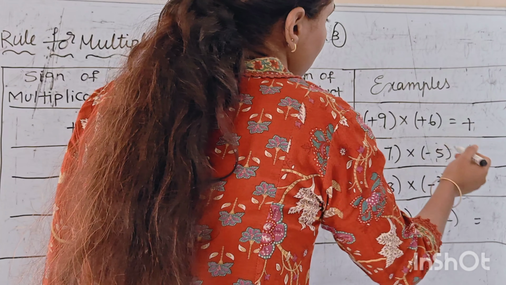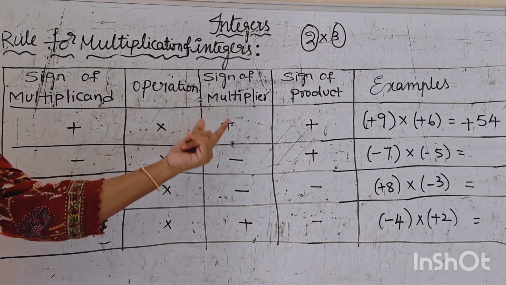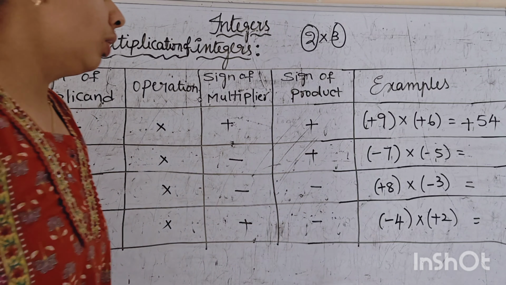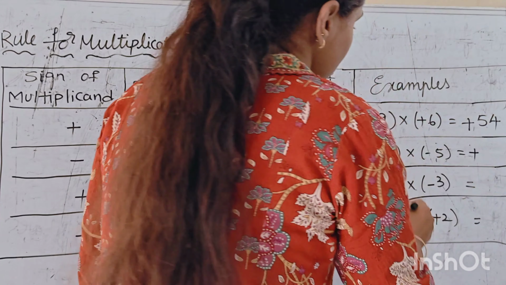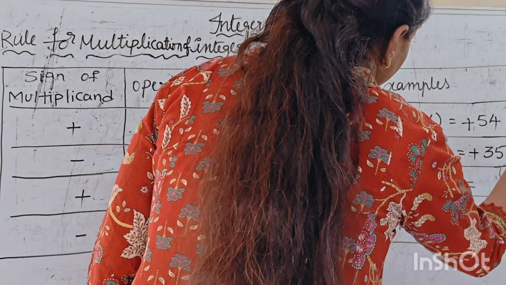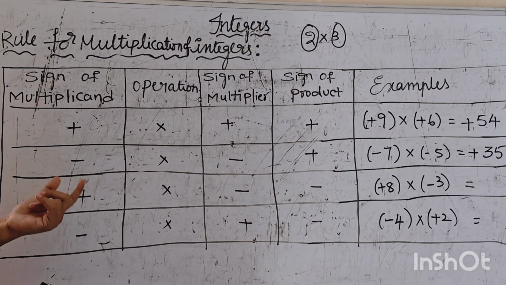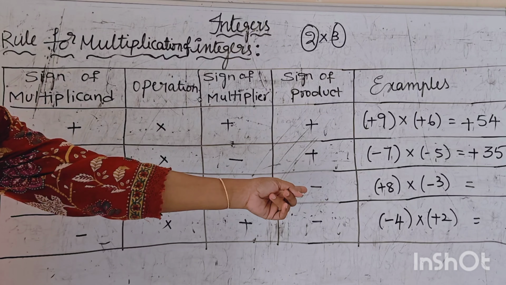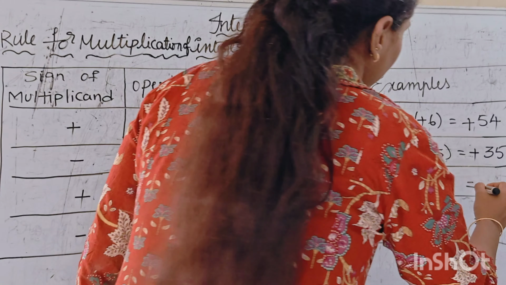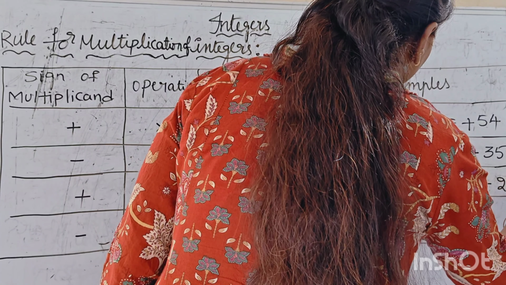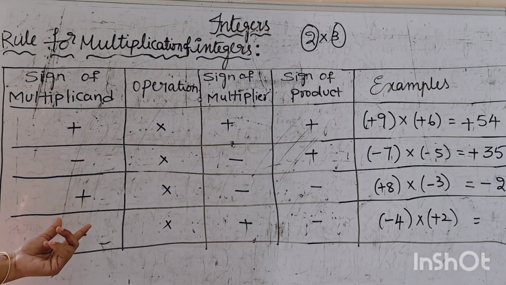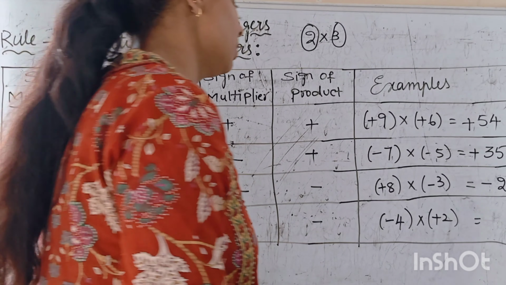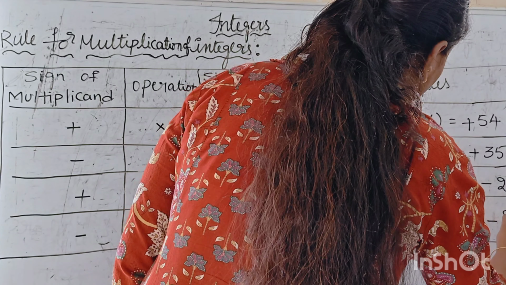Next, if the multiplicand has a negative sign and the multiplier has a negative sign, when you multiply both you will get positive. So the answer sign is plus. 7 fives are 35. Next, here the multiplicand is plus and the multiplier is minus. When you multiply both, you will get minus, so the answer sign will be minus. 8 threes are 24. Now see here, the multiplicand is minus and the multiplier is plus. If you multiply both, you will get minus. Minus into plus, minus. 4 twos are 8.